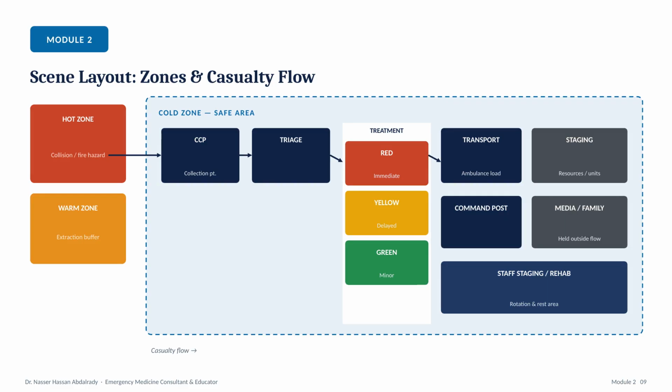Here's what that looks like laid out on the ground. The hot and warm zones sit off to one side, closest to the hazard. Everything else lives inside the cold zone. Casualties move from the collection point into triage and from there into color-coded treatment sectors, red for immediate, yellow for delayed, and green for minor, before moving on to transport. Staging, the command post, and areas held for media and family are also part of the safe zone, kept separate from the clinical flow so they don't interfere with it.